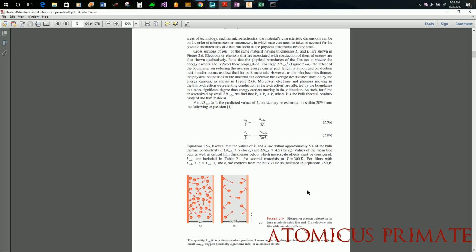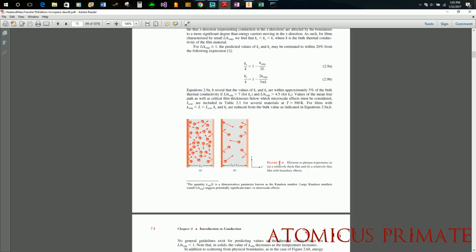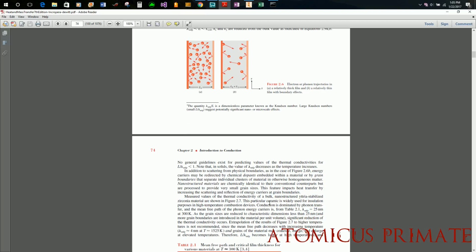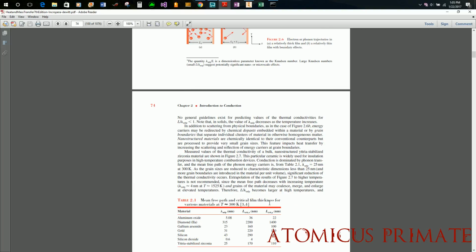For films with lambda MFP less than L, less than the critical, K sub x and K sub y are reduced from the bulk value as indicated in equations 2.9a and b, the ones I just mentioned, the second one having the pi in there. No general guidelines exist for predicting values of the thermal conductivities for L over lambda MFP less than 1. Note that in solids, the value of lambda MFP decreases as the temperature increases.